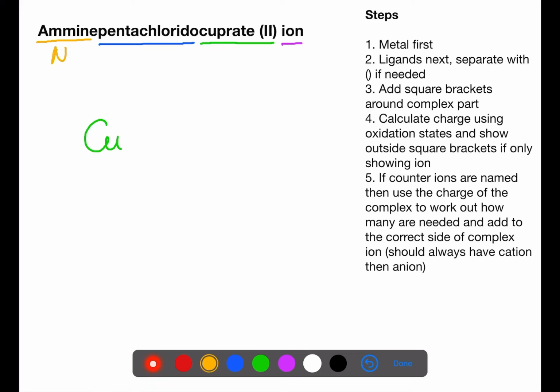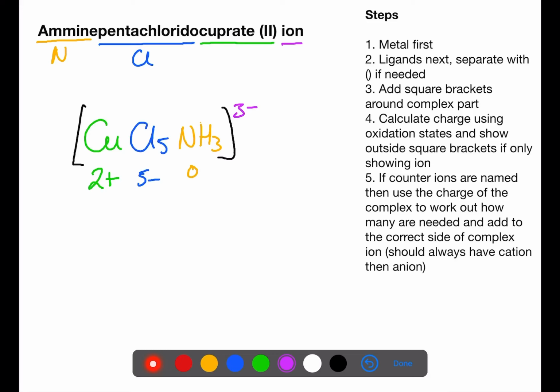We've then got amine, which joins through a nitrogen, and we've got chlorido, which is a Cl. Chlorido are negatively charged ions, so they need to go before the neutral ions. Therefore, the Cl5 will come first, followed by the NH3. We can then put in the square brackets and start looking at the charge. The copper has a 2 plus charge. We have a 5 minus from the 5 chlorido ions and no charge from the amine ligand. This means that overall we have a 3 minus charge on this ion.